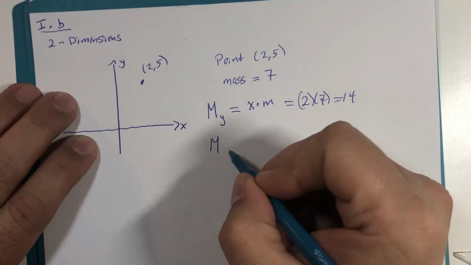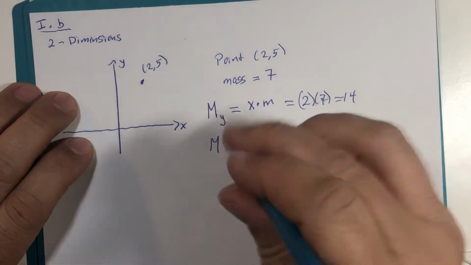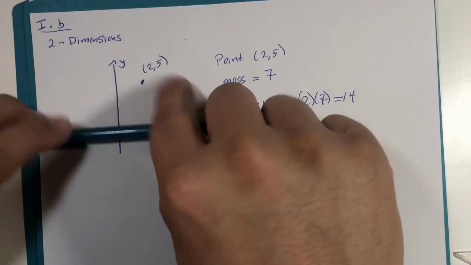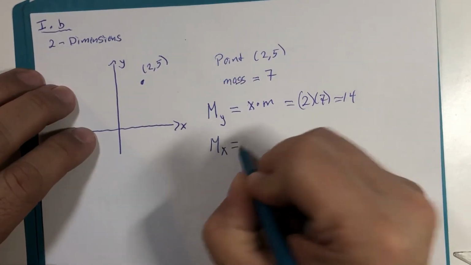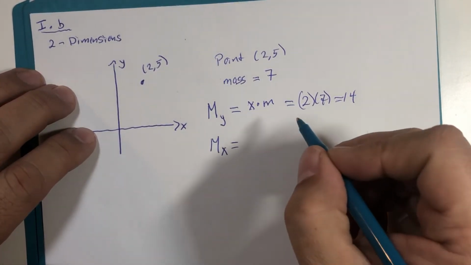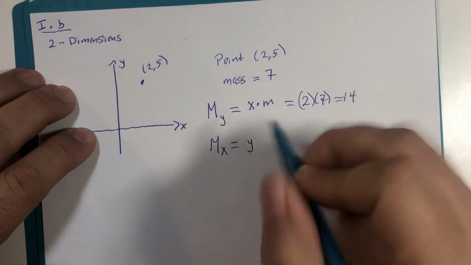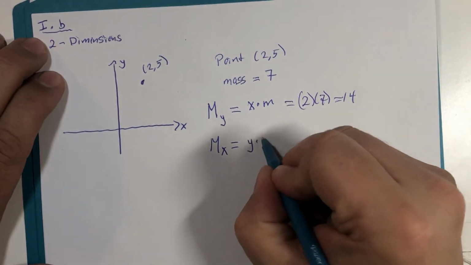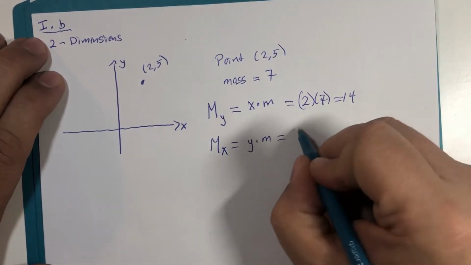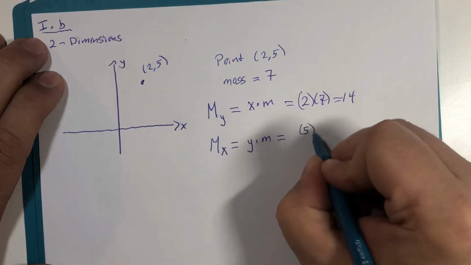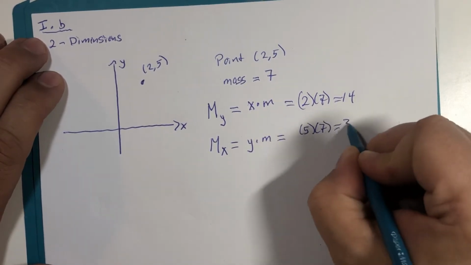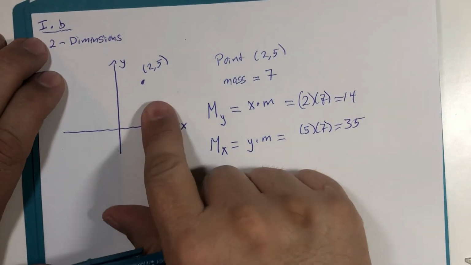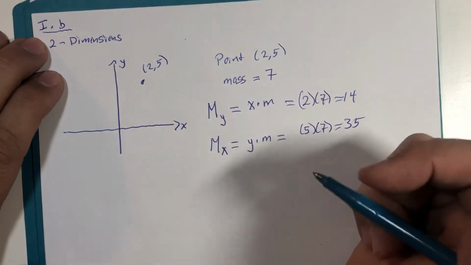Similarly, the x-axis: this point is above the x-axis, and it is 5 units above the x-axis. It's actually the y value that tells you how far away you are from the x-axis. And its moment about the x-axis is 5 multiplied by the same mass of 7, which is 35. Again, it's positive, which means it's in the positive part, above the x-axis.